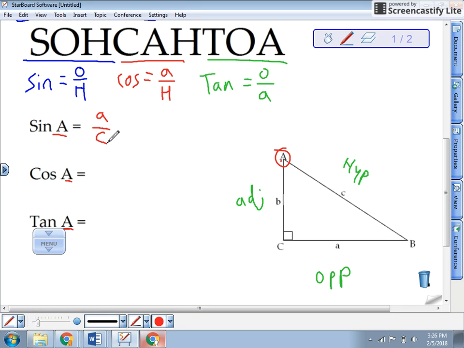Cosine is the adjacent over the hypotenuse. From A, the adjacent side is b, and once again, the hypotenuse is c. Then the tangent is opposite over adjacent, TOA. Opposite is a, and the adjacent is b. That's all I have to do. You know your reference angle, so set them up using those ratios of SOHCAHTOA.